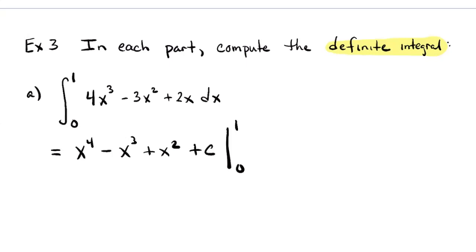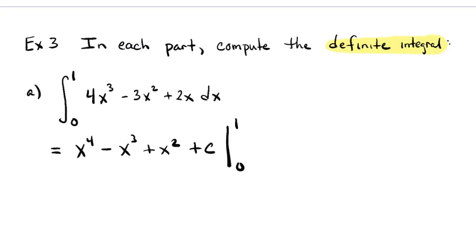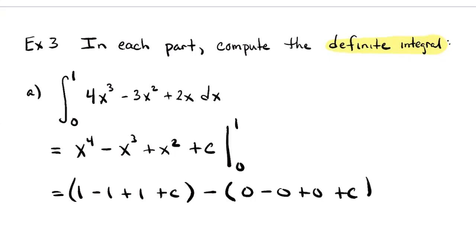All right, so I'm going to write this out explicitly because I have a point I want to make here. So I'm going to plug in 1. So I get 1, take away 1 plus this constant. And then I'm going to subtract plugging in 0. So that would be 0 minus 0 plus 0 plus the constant.